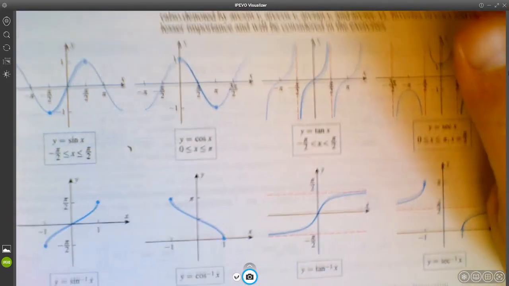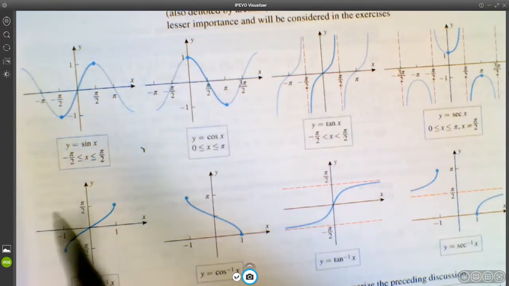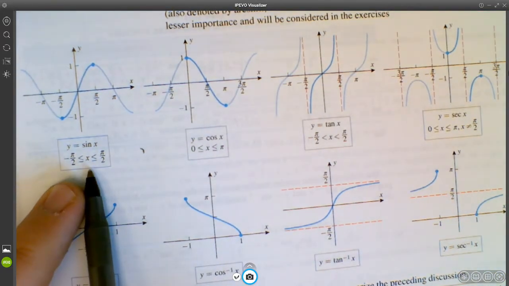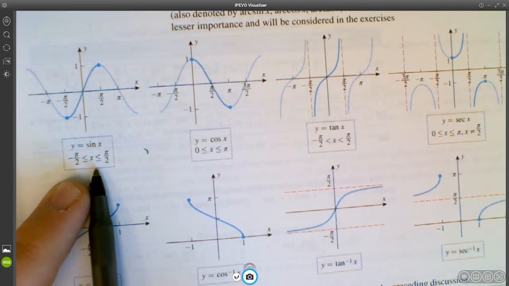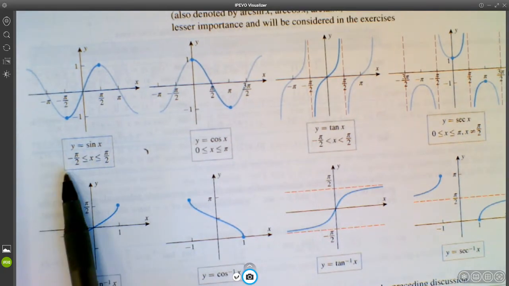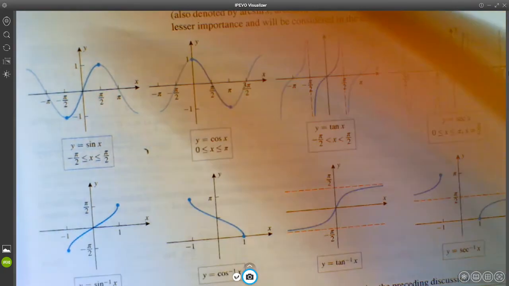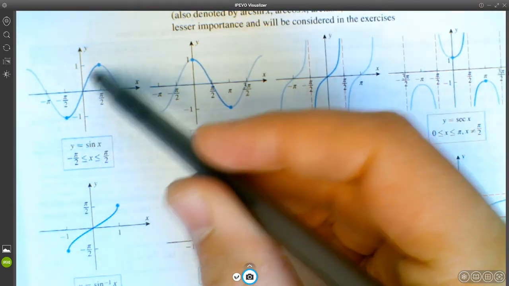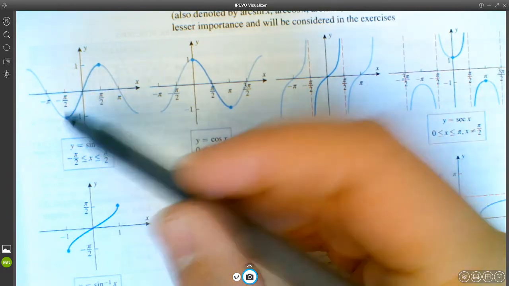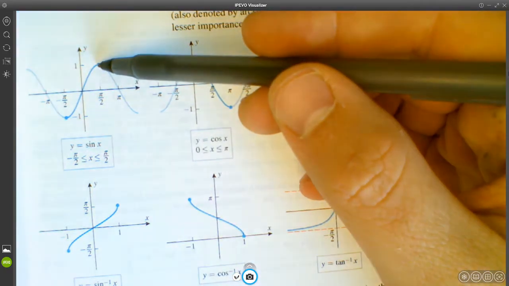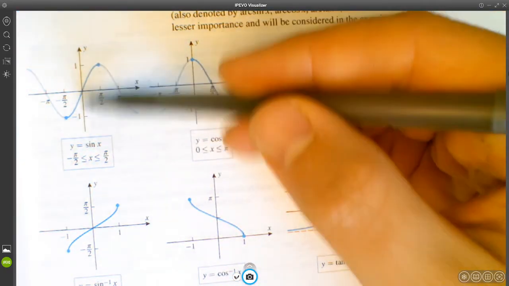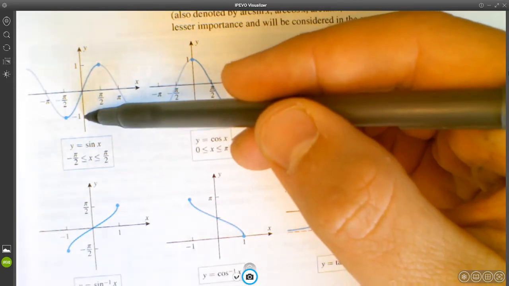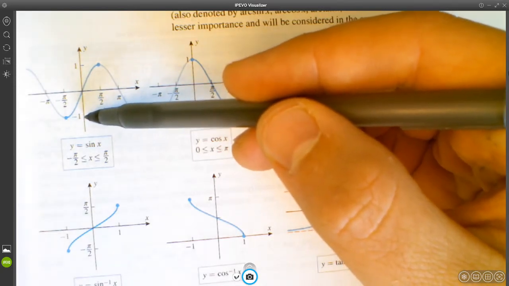For the sine function, for example, the standard domain restriction is that we require x to be between negative pi over 2 and pi over 2. When you do that, you get just this little snip of the sine function. But what you'll notice is that it gives you all of the possible output values of the sine function, without any repeats. Okay?